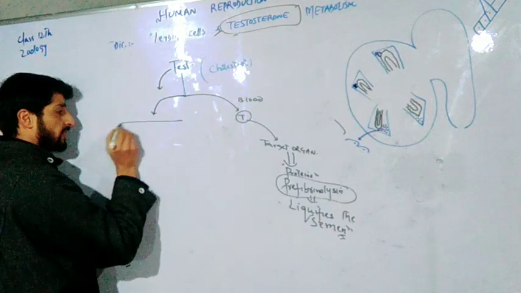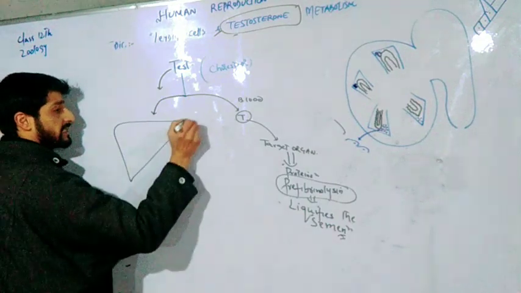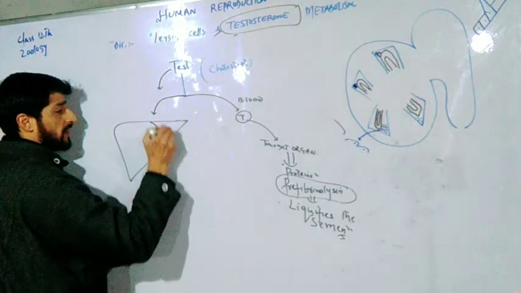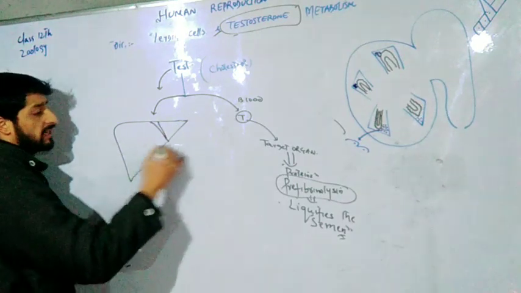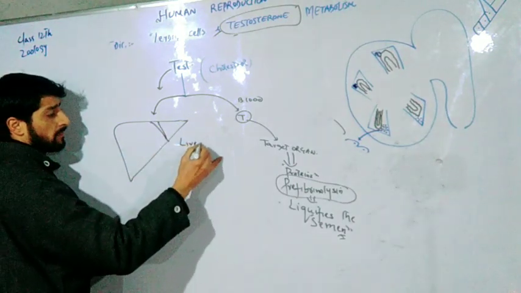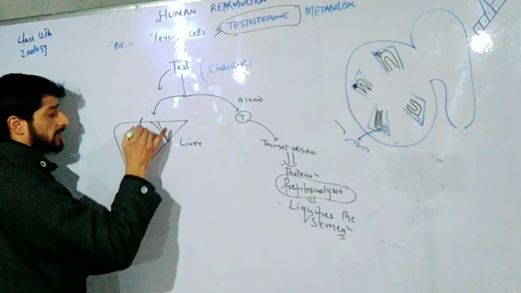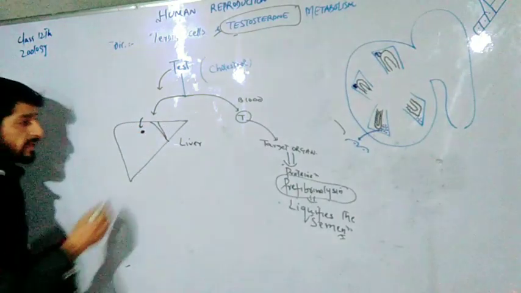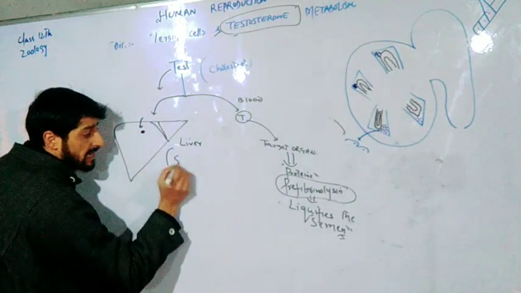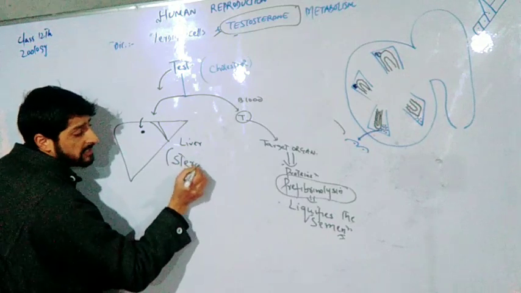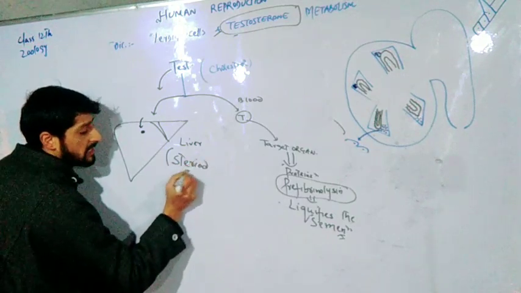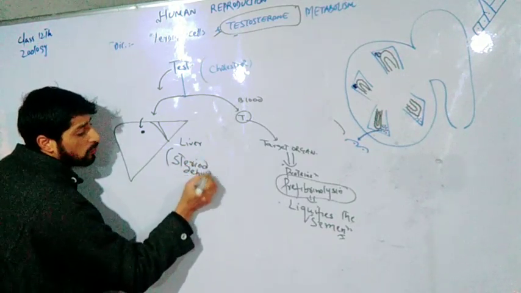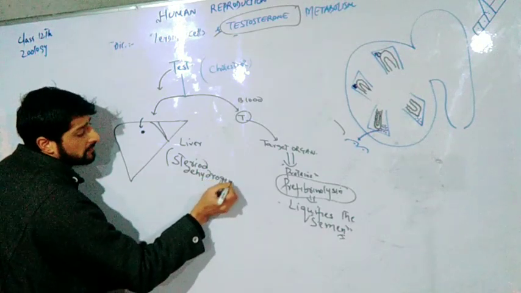Okay, a part of testosterone is carried to the liver. In the liver, there is an enzyme present. That enzyme is known as steroid dehydrogenase.